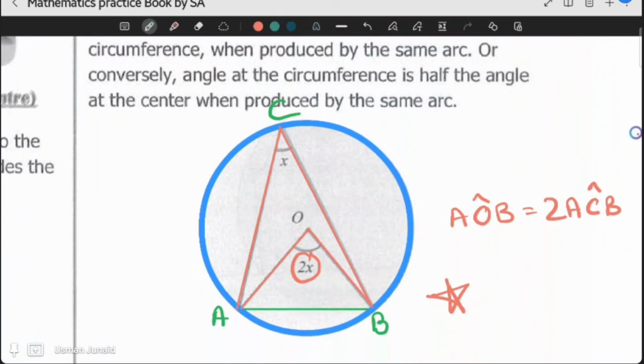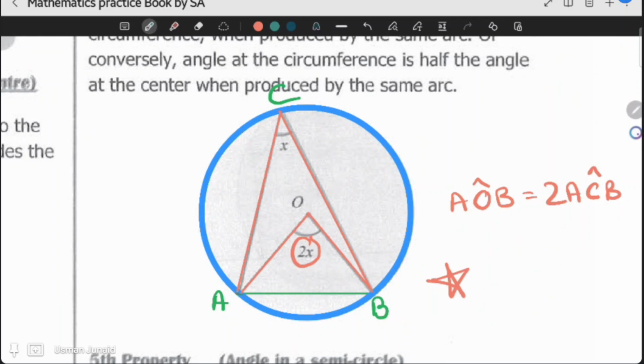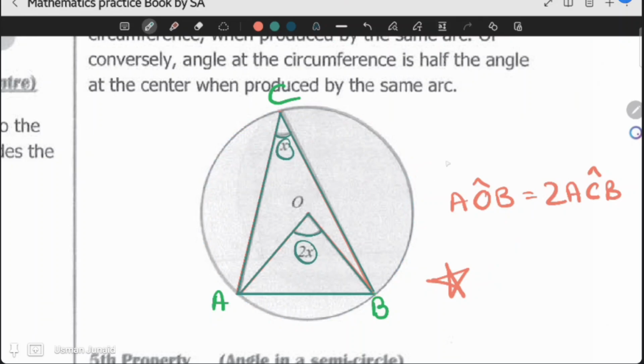Angles at the center. If we have a chord which is AB and you have one angle being formed at the center and one angle being formed at the circumference. So the angle at the circumference is half of the angle at the center, or the angle at the center is twice the angle at the circumference. Understand? If it is from the same chord.